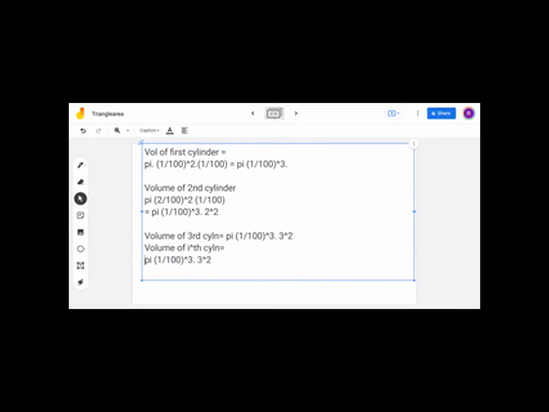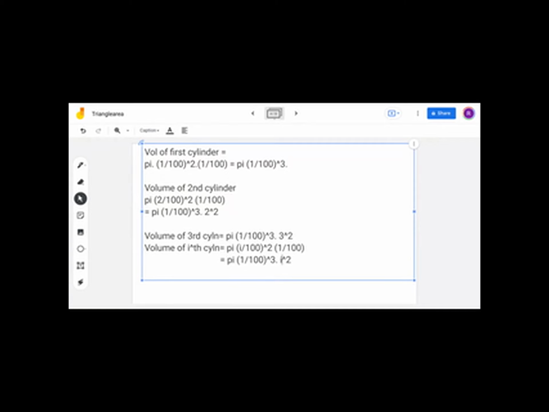Let's write it down: pi into 1 by 100 whole cube, into i squared. Exactly, yes. So instead of 2 over 100, I'll put i over 100 whole squared into this, which is equal to, in general, pi into i squared here. So in general, it will be this.